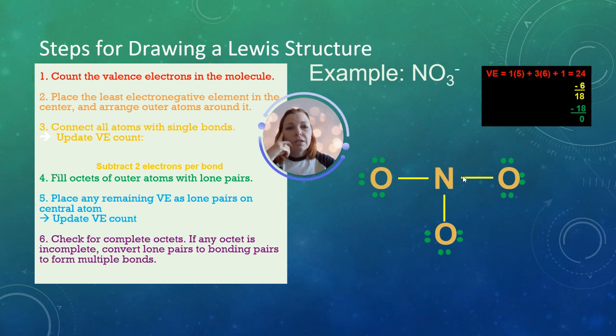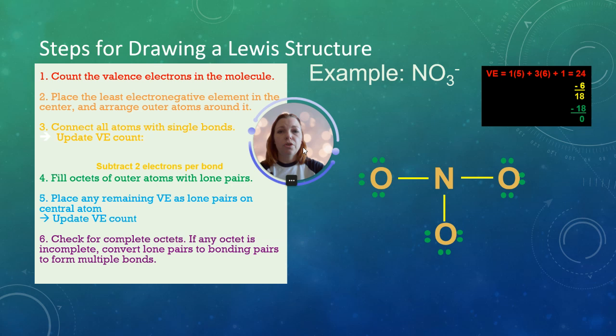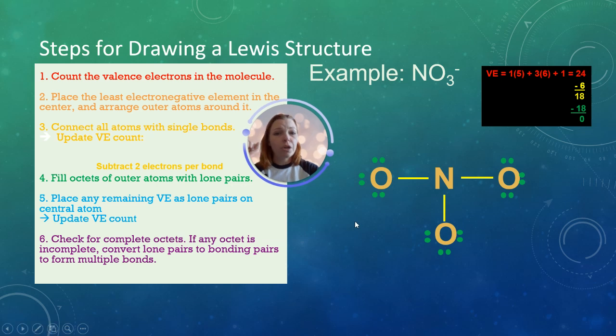We have an incomplete octet on nitrogen. Our oxygens are good, 2, 4, 6, 8 for each oxygen, but nitrogen is incomplete. It's only got 6. So we need to do this conversion of a lone pair to a multiple bond. I'm just going to pick one. So we're going to pick this lone pair on this oxygen. And then instead of being represented as a lone pair, it's going to be a multiple bond.